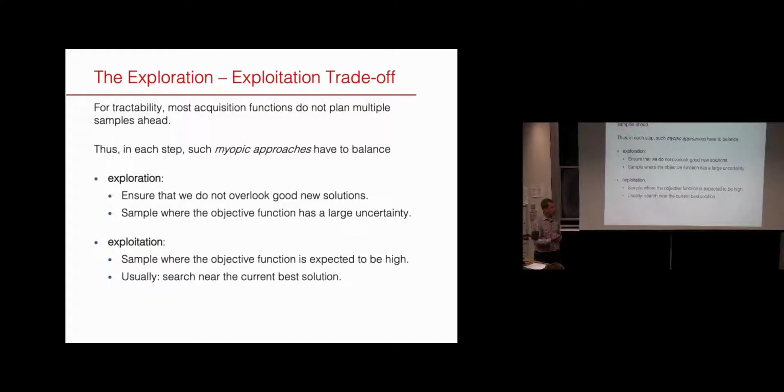One problem is that Bayes-opt algorithms act myopically. We don't really plan ahead for multiple steps, because that becomes computationally very expensive. So you try to make a decision which is good for the next step, and we hope that many of these locally greedy decisions afterwards lead to a good solution overall.